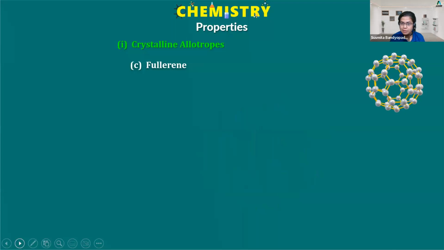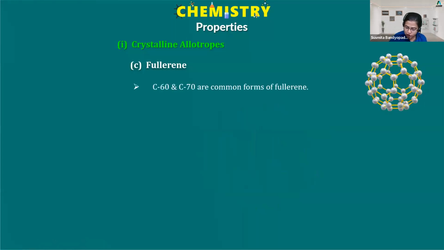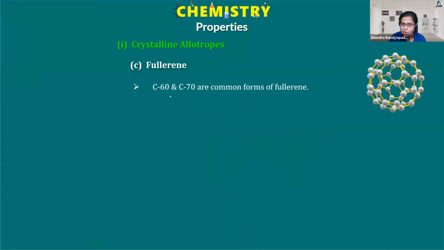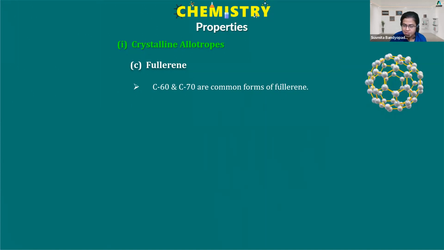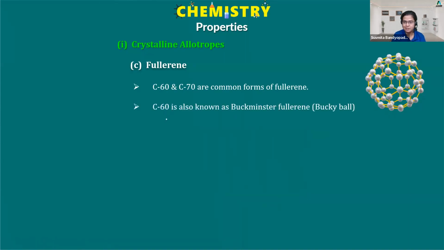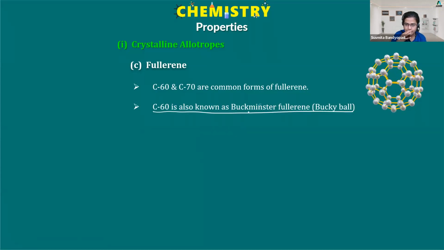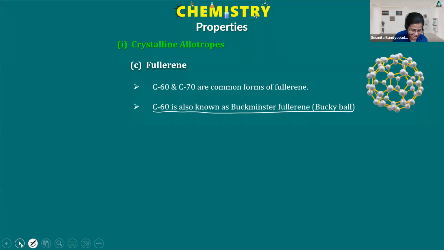Named after the scientist Buckminster, so it's known as Buckminster fullerene. If you count the number of carbon atoms, the most common one is C60, as well as C70, the common forms of fullerene. C60 is known as buckyball or Buckminster fullerene, maybe after the name of the person who took so much pains to find it out.